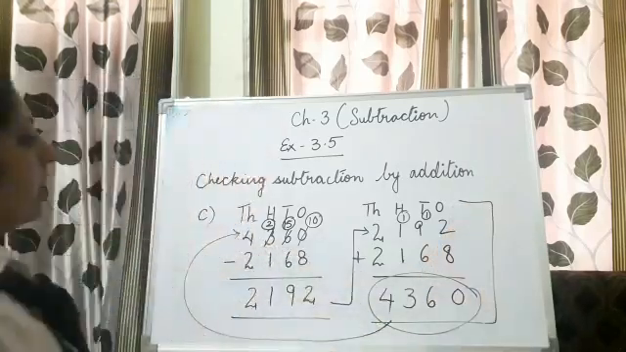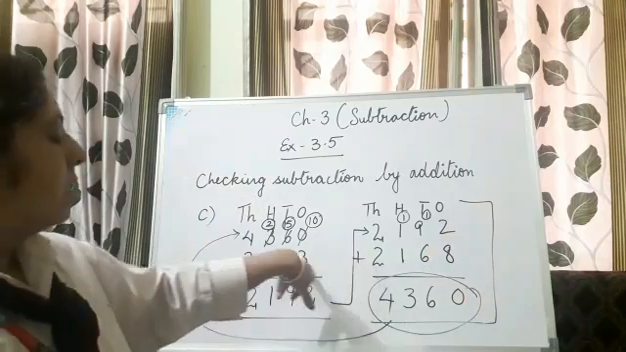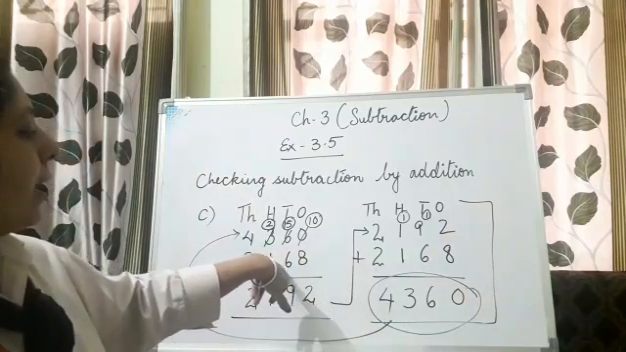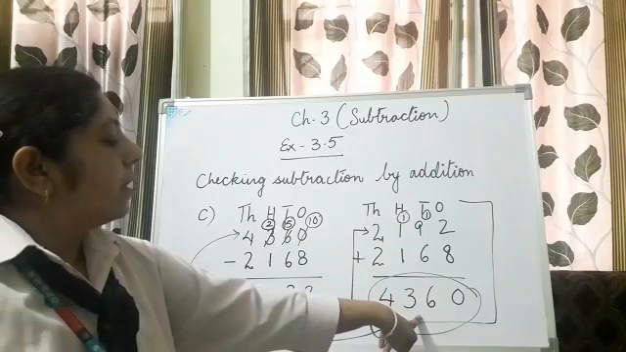That is, after adding the difference with the number which needs to be subtracted, we get the first number. So students, with the help of these examples, complete the rest of the questions in the exercise.